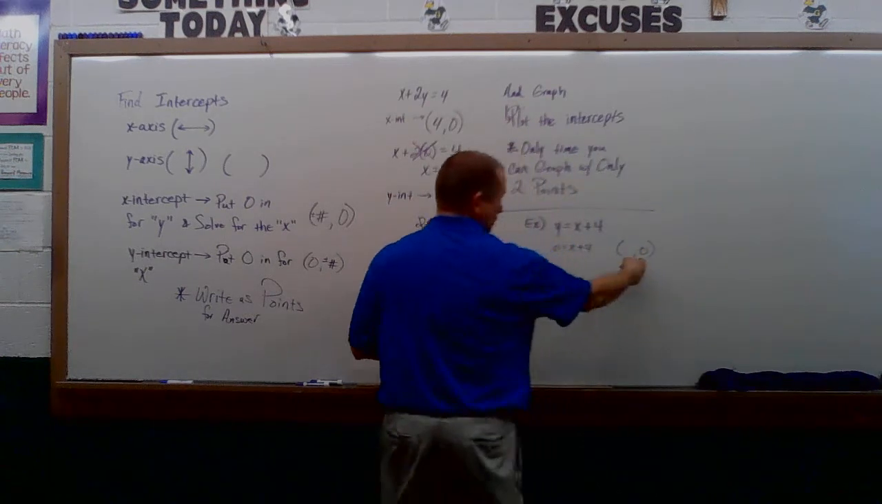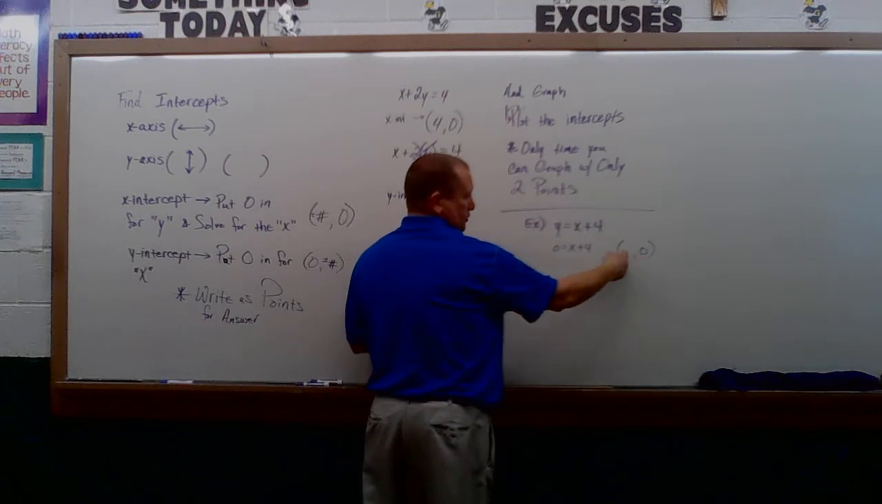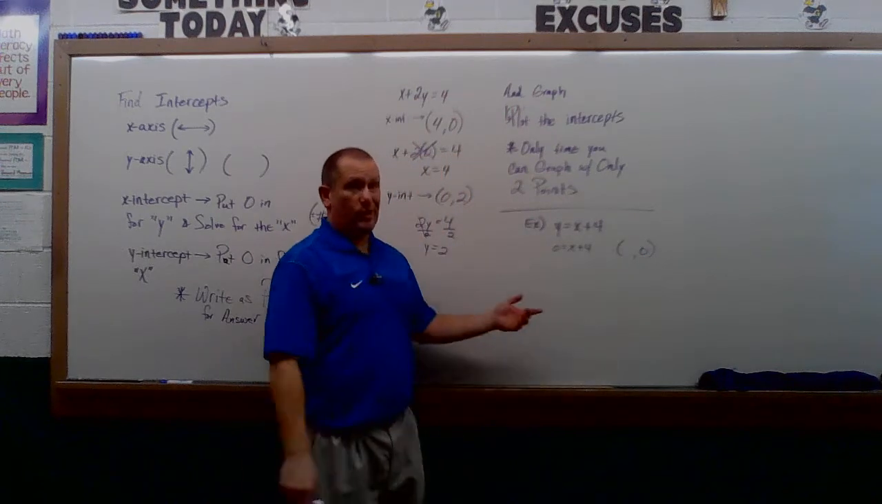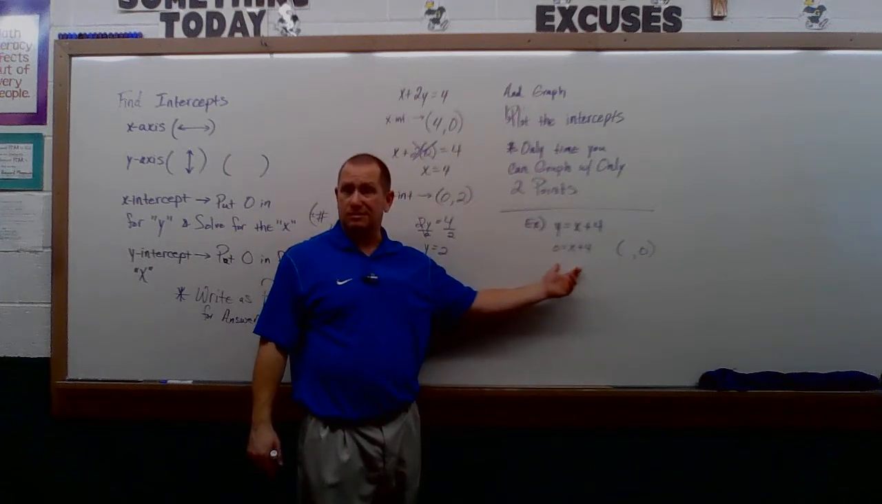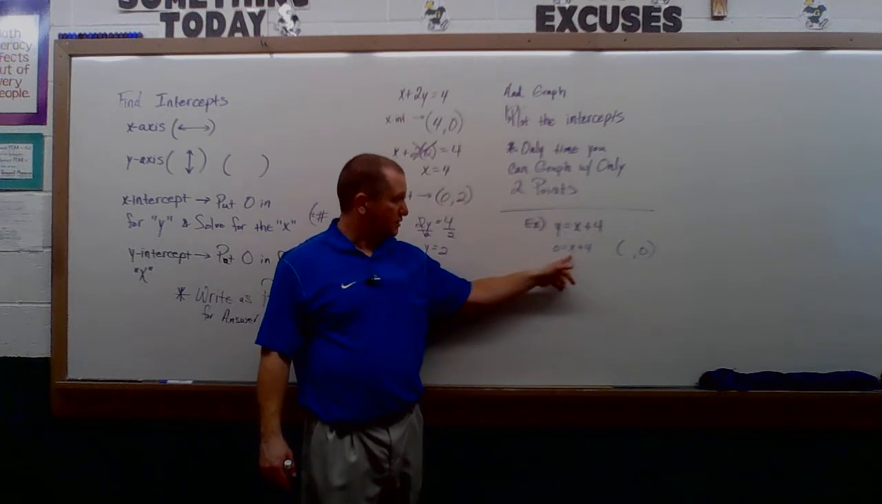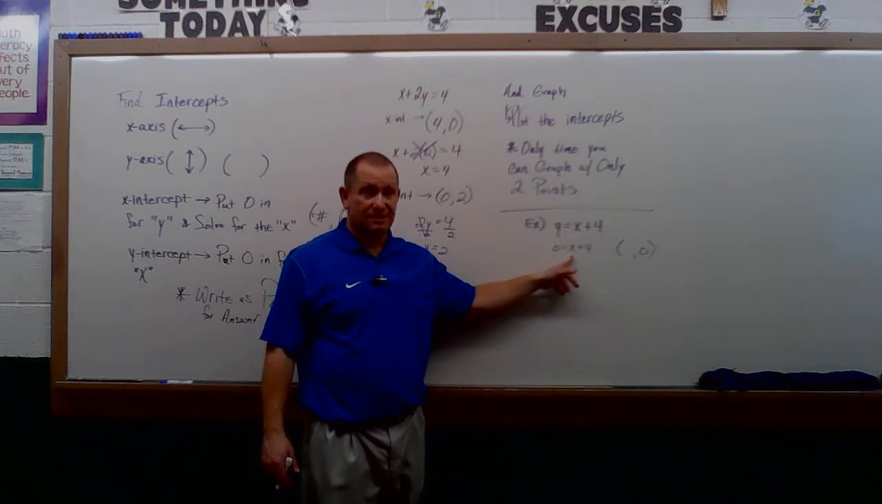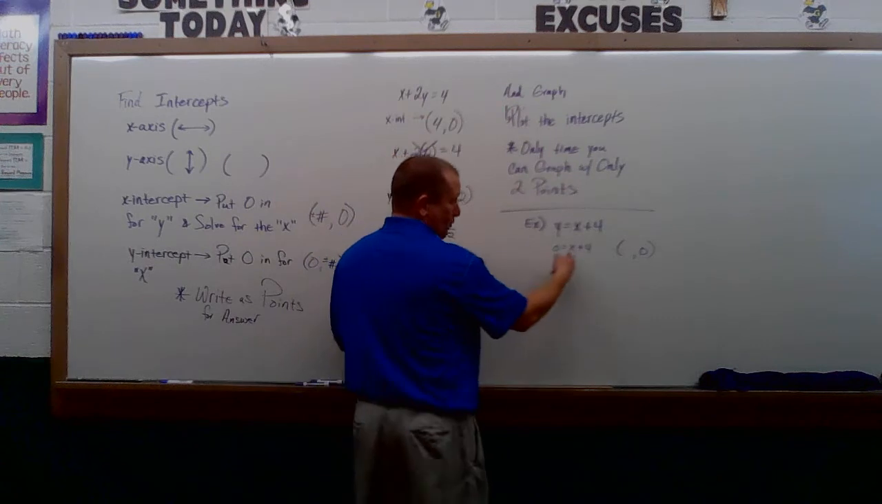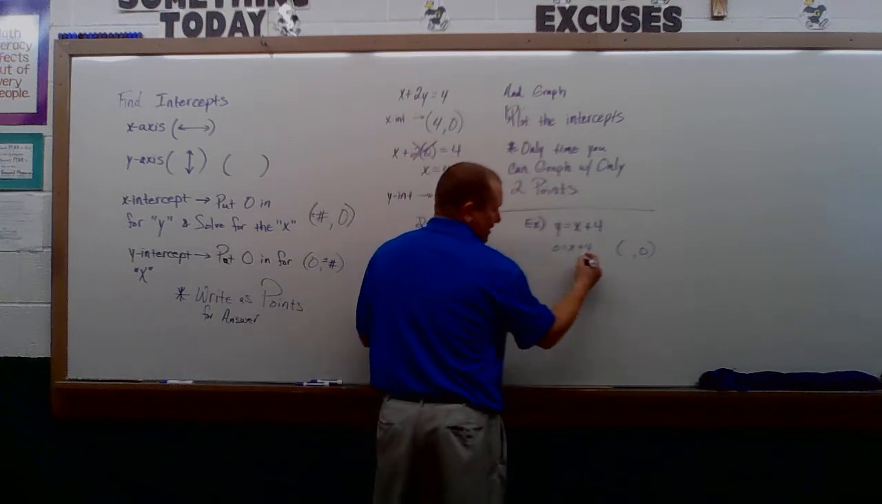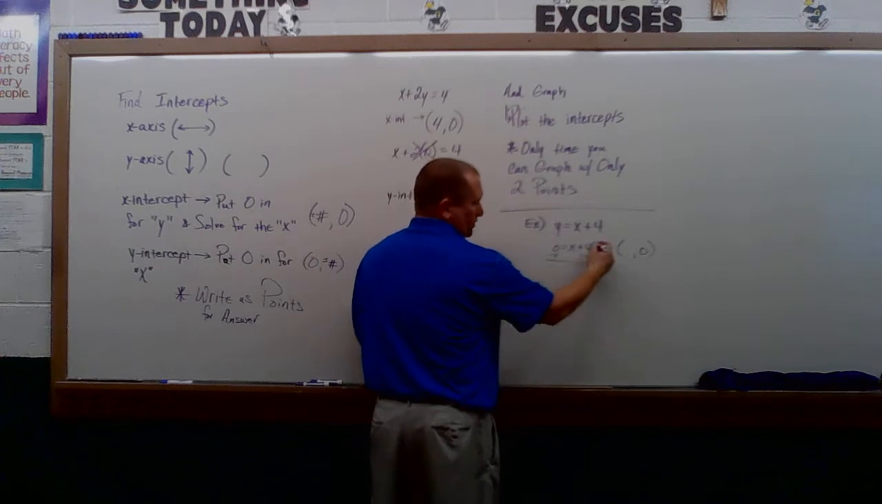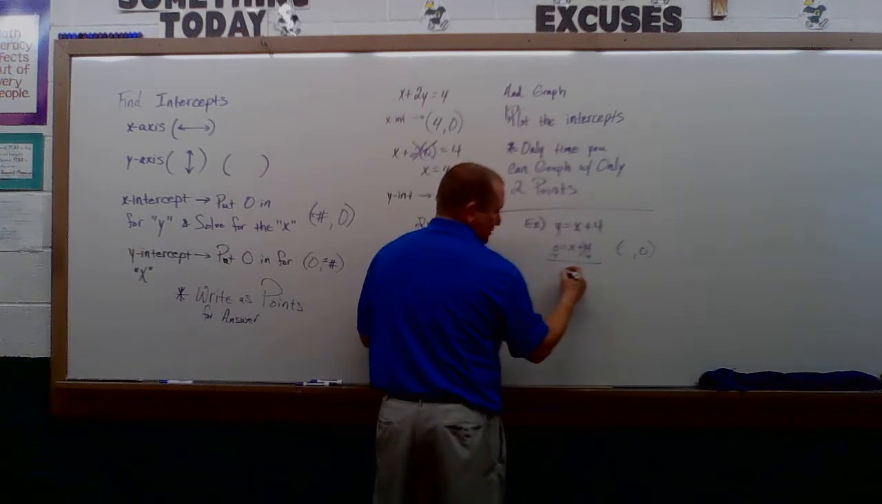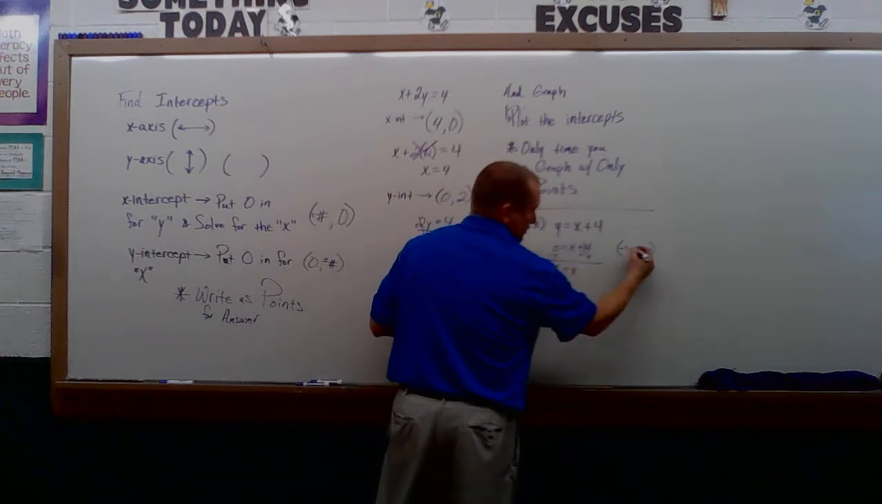So, I'm going to put 0 in for y. So I'm looking for the x. What happens in this situation? What is x? -4. I want x to be all by itself, right? So that means I need to subtract 4 from both sides. My two 4's cancel each other out. X is equal to -4.